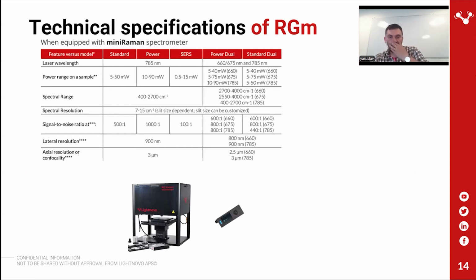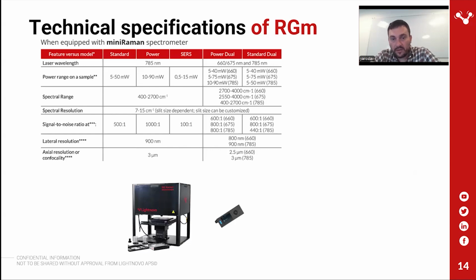Let's now go through the technical specifications. In this table there are technical specifications of RG microscopes when equipped with mini Raman spectrometers. With mini Raman spectrometers, we have a choice of laser wavelengths. Mini Raman can be a single 785 wavelength, or dual 660 or 675 and 785 nanometers. In addition, there are different classifications of mini Raman with respect to power. It could be standard or it can be power.